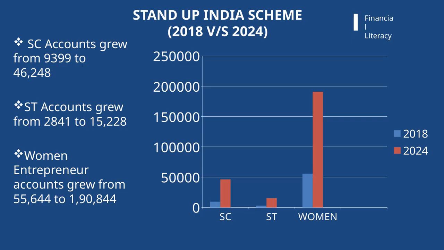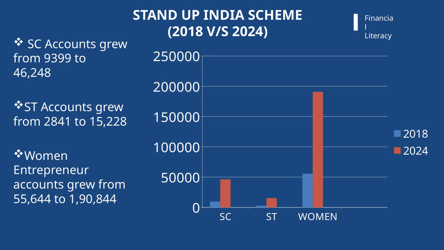Now, let's look at the growth under the Stand Up India scheme between 2018 and 2024. First, the SC accounts, which are the scheduled caste accounts, increased significantly from 9,399 to 46,248. That's more than a fourfold increase, indicating a strong push towards financial inclusion for marginalized communities. Similarly, the scheduled tribe or SD accounts grew from 2,841 to 15,228, showcasing progress in empowering tribal entrepreneurs.